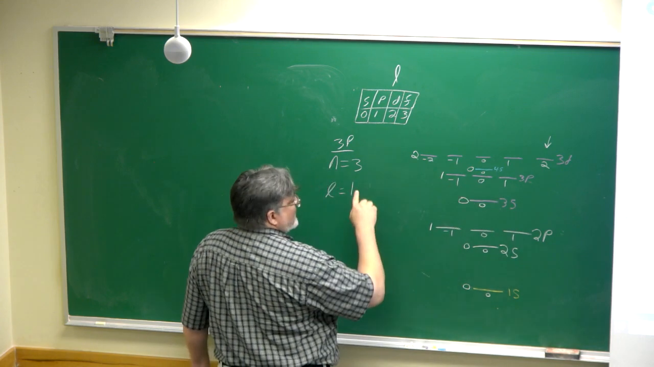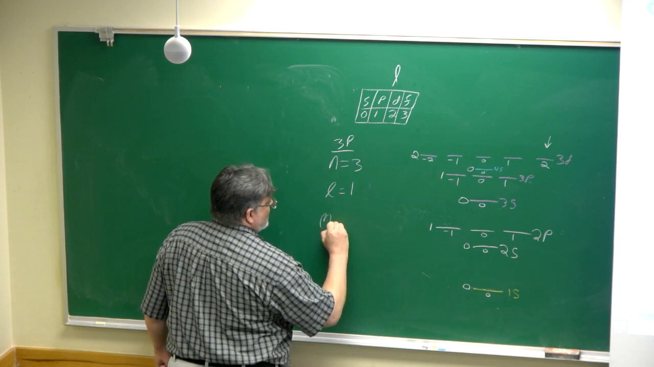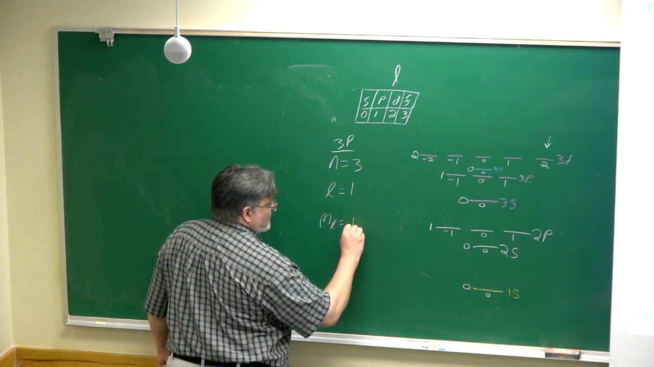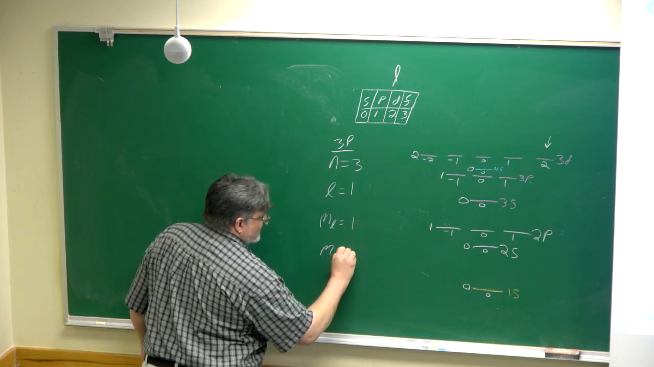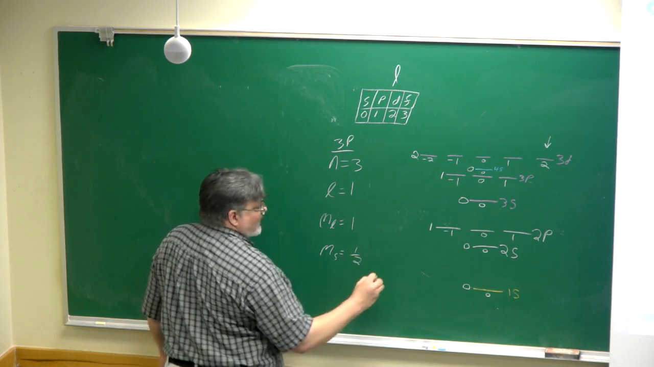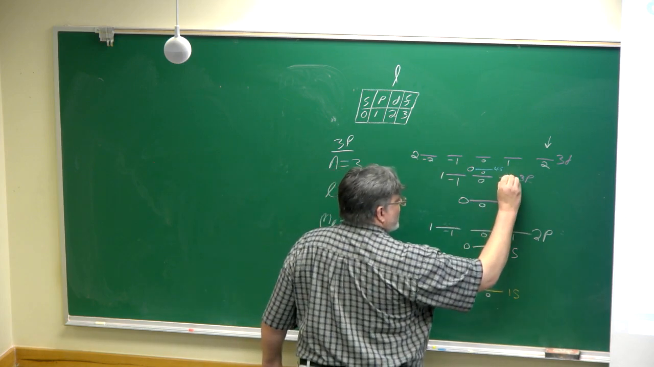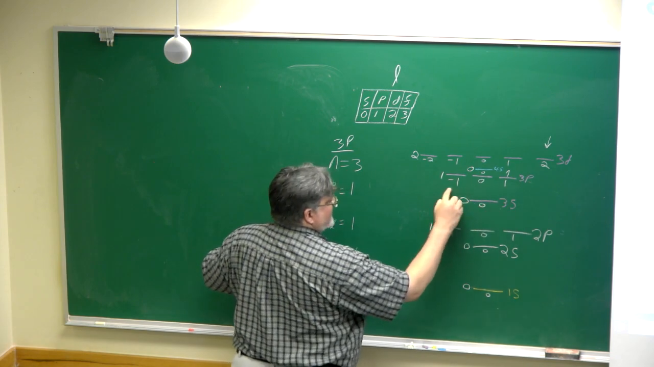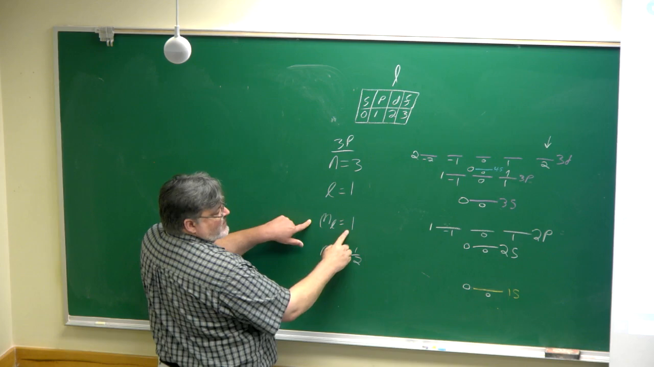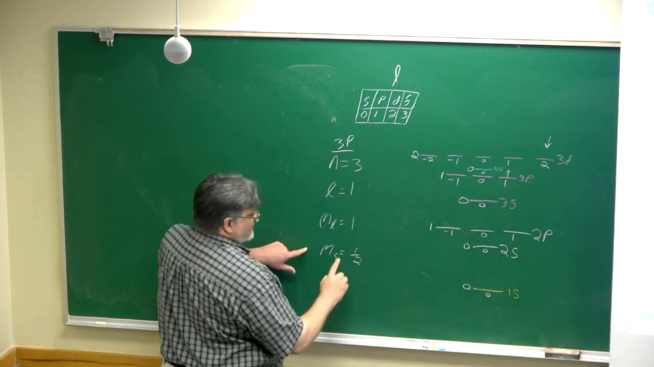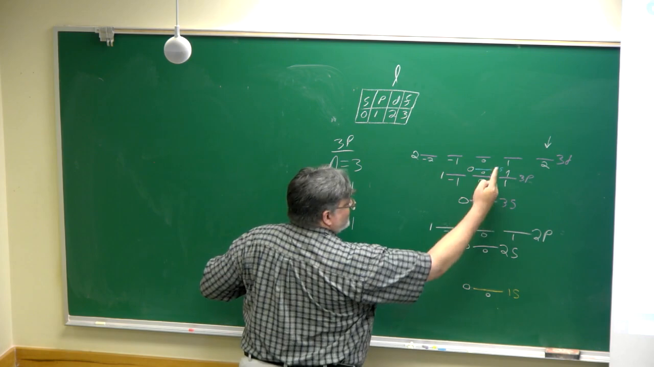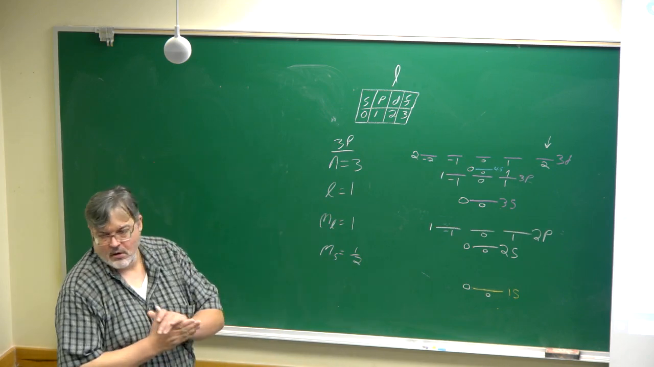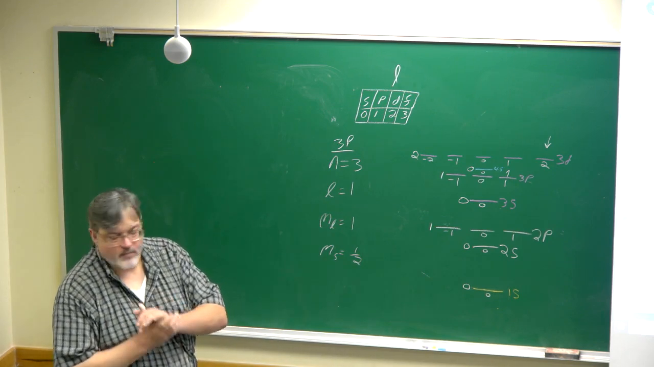So it's 3 and 1. If I said M sub L was 1 and MS was 1/2, I would be talking about the electron right here pointing up. So the M sub L is referring to these 3 numbers here, and I chose one of them. I chose the number 1, and I did plus 1/2, so the arrow is pointing up. So those are the full 4 quantum numbers for this particular electron.